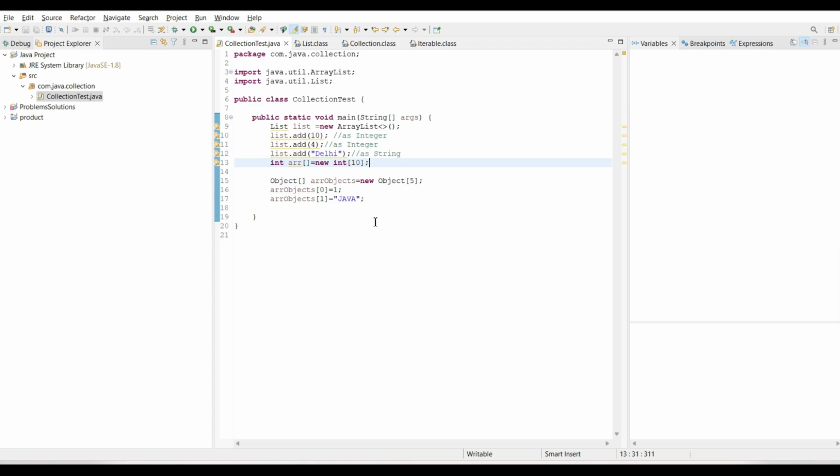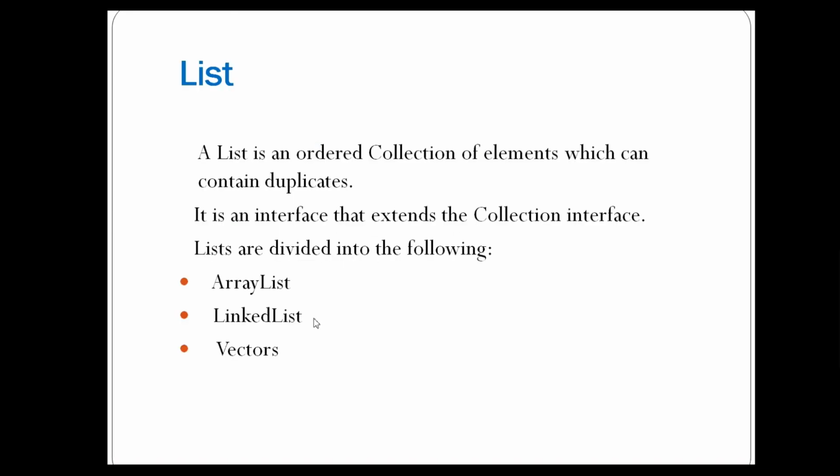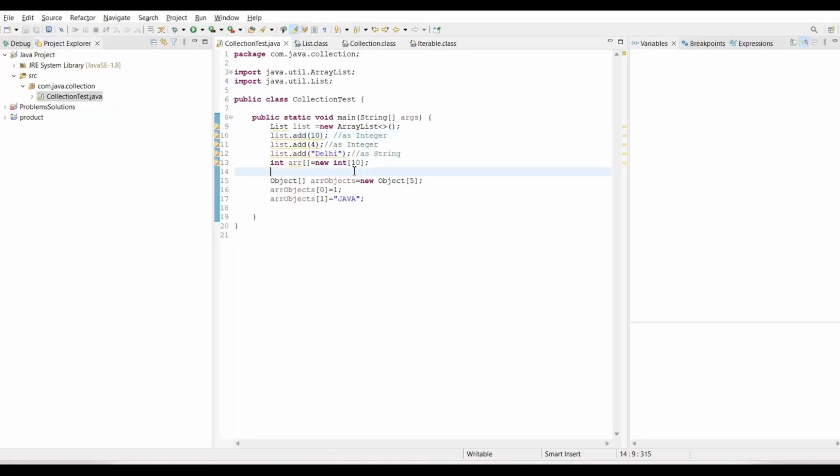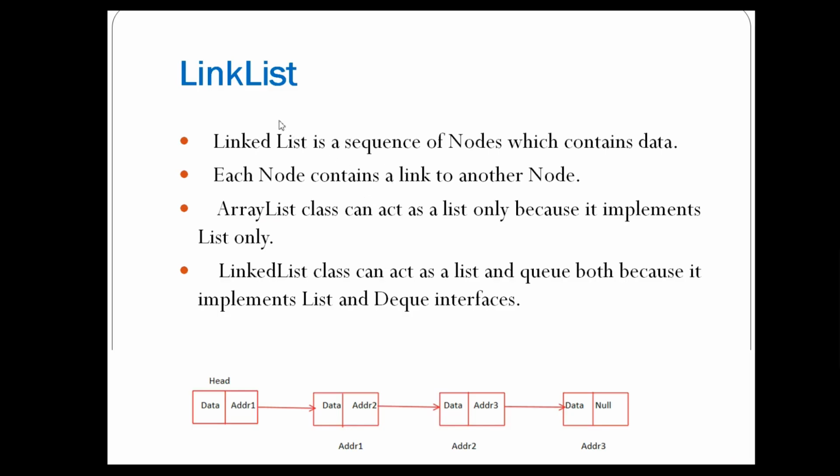ArrayList we already used in this code. There is one more, LinkedList, and another one, Vector. So let's see what a LinkedList is. A LinkedList is a sequence of nodes, as you can see here below in the diagram. These are the nodes. Data is stored in a different manner. In an ArrayList, data is saved in the backend as an array, but in a LinkedList it is not saved in an array.